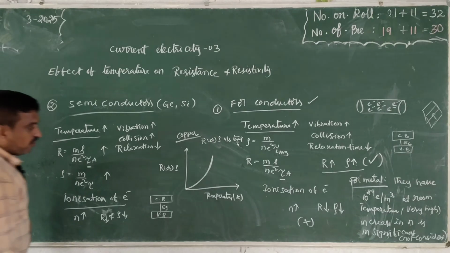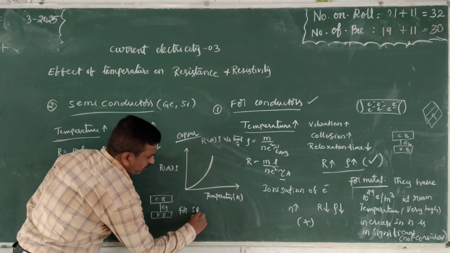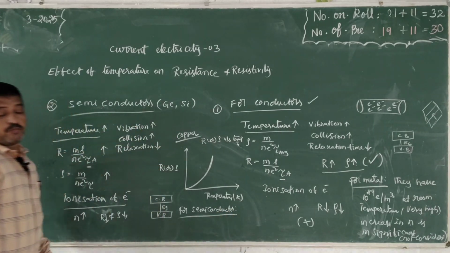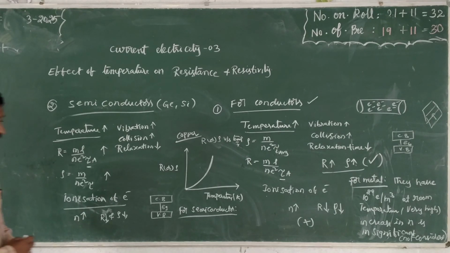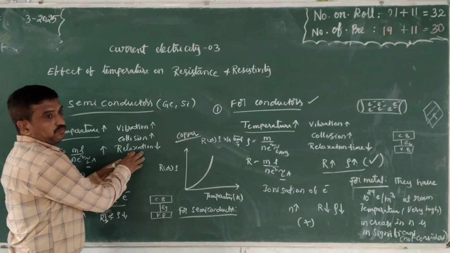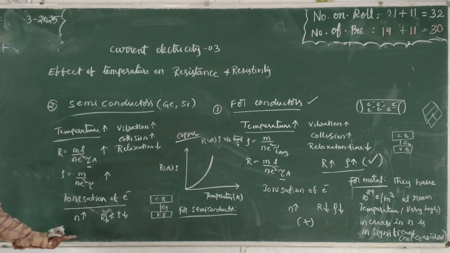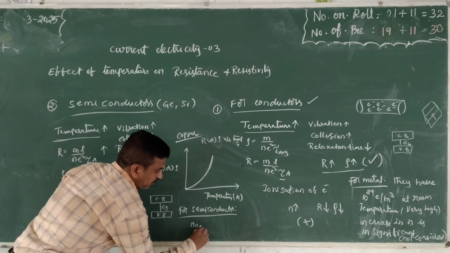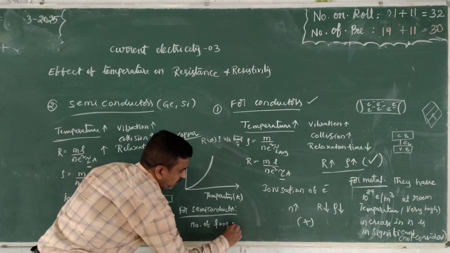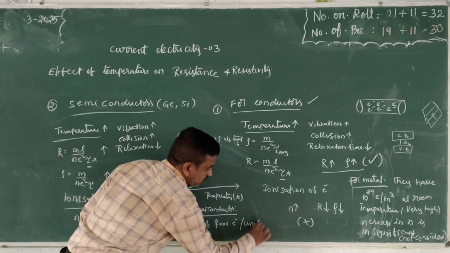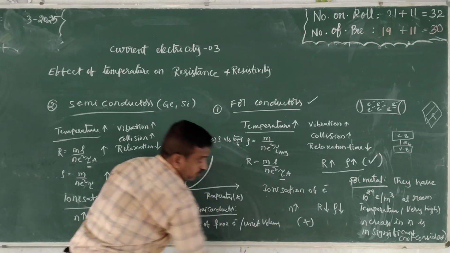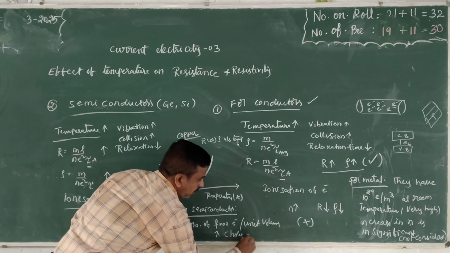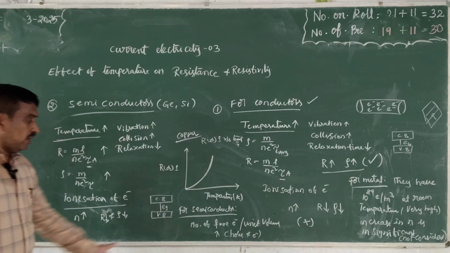But here see, for a semiconductor the number of electrons per unit volume is very less. So that's why relaxation time does not dominate the ionization of electron. For a semiconductor, after ionization, the number density, the number of free electrons per unit volume, will increase. Why? Because holes and electrons both are there, that's why it increases.